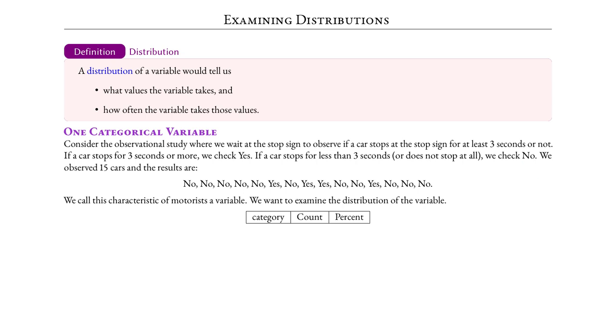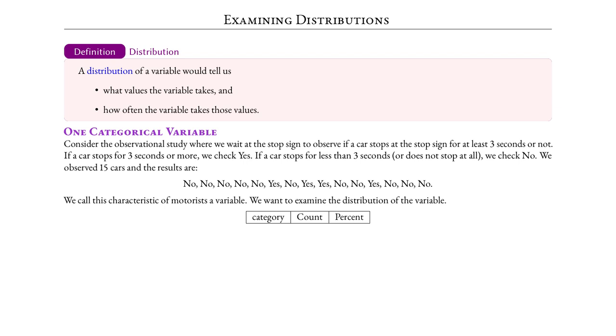We observed 15 cars and the results are: first car, no. Second car, no. No, no, no, yes, no, yes, yes, no, no, yes, no, no, no. There are 15 responses, 15 results for 15 individuals. We can group these responses into two groups, yes or no. Therefore, this is a categorical variable.